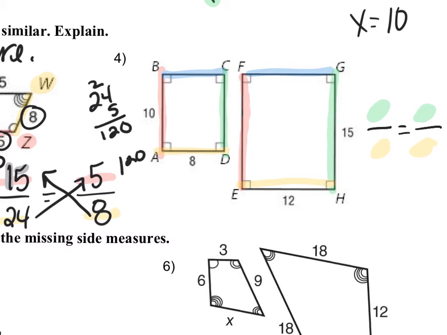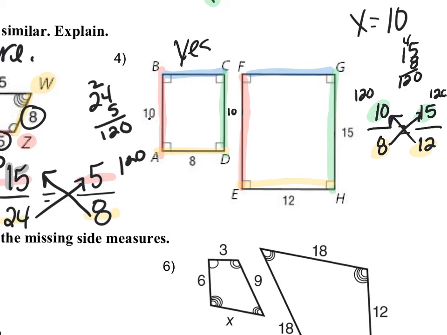We know that green is 10 because red is 10, because it's a rectangle. Do you understand that rule, right? So 10 over 8, and then 15 over 12. Didn't we do 15 times 8 just a second ago? 15 times 8 is 120, and 10 times 12 is 120. So both sides equal 120. So are they similar? Yes, they are.